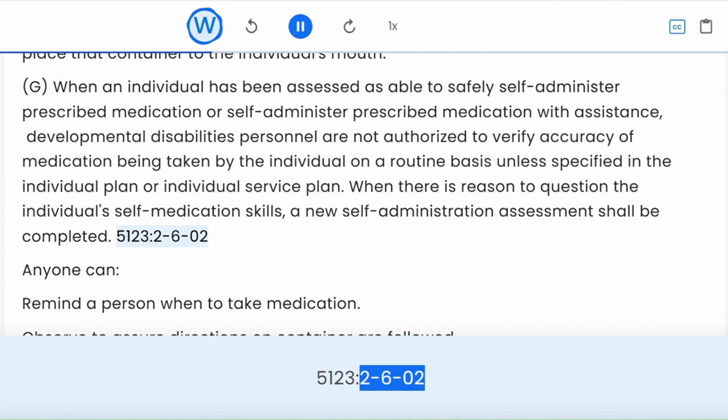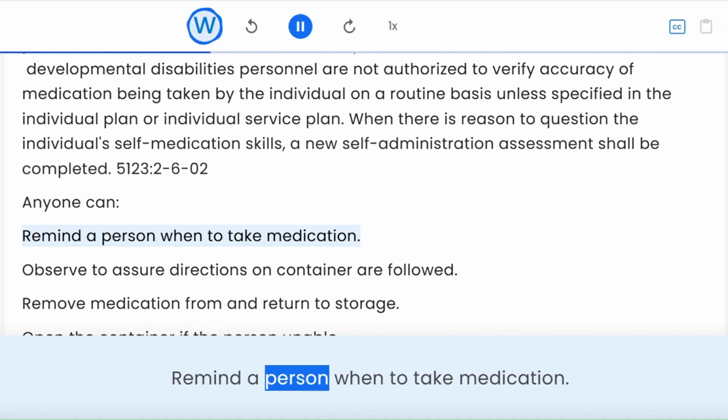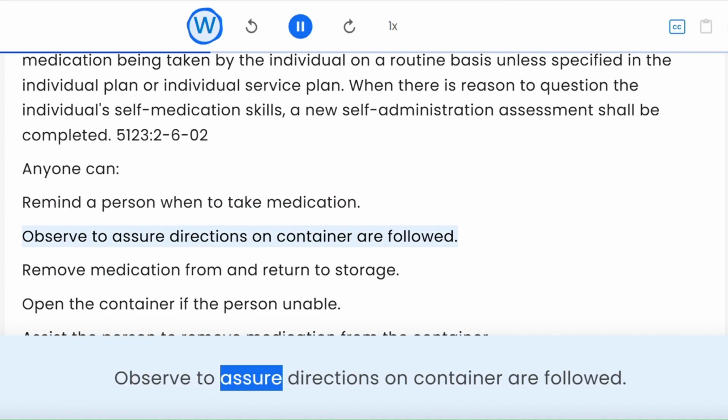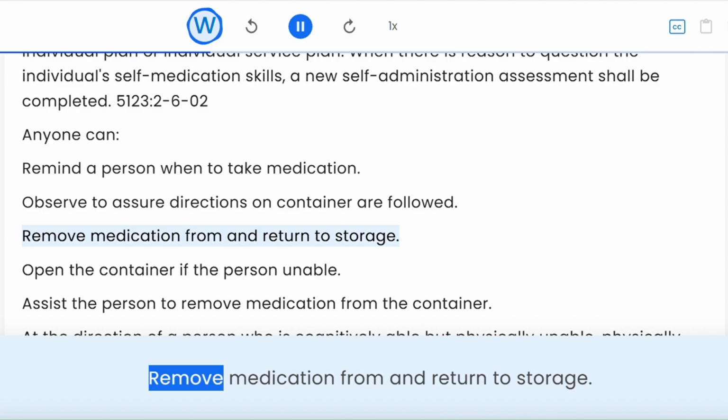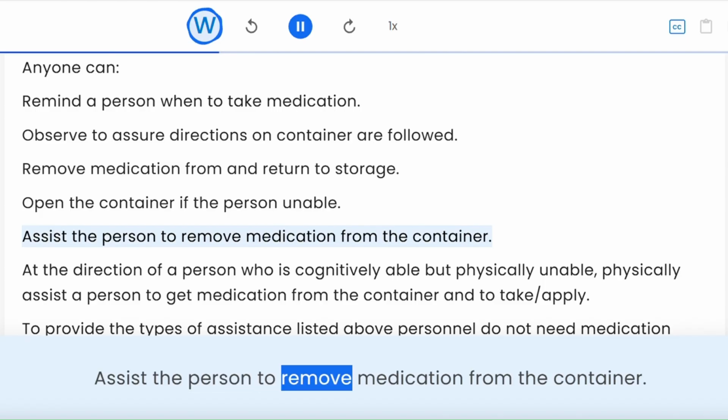5123:2-6-02. Anyone can remind a person when to take medication. Observe to assure directions on container are followed. Remove medication from and return to storage. Open the container if the person is unable. Assist the person to remove medication from the container.